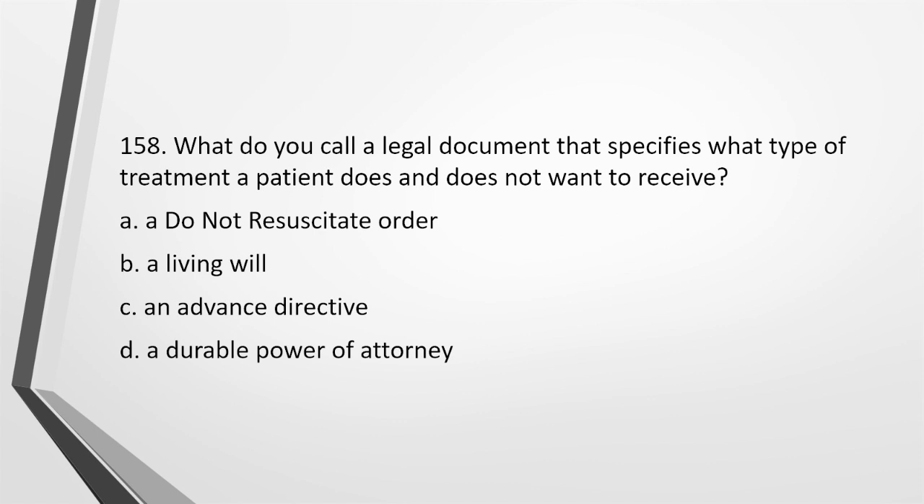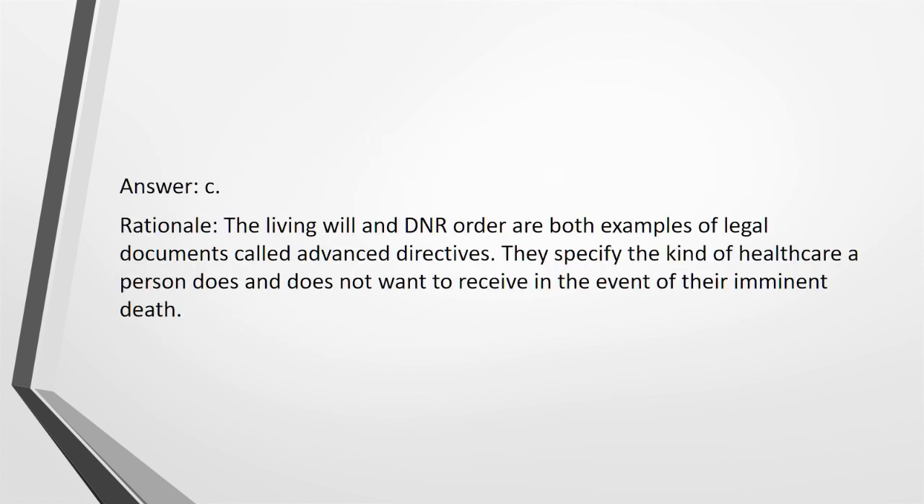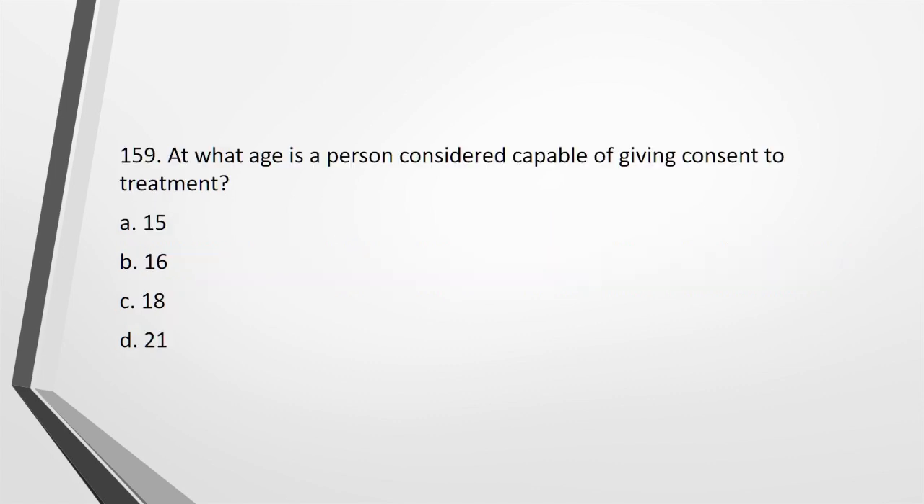158. What do you call a legal document that specifies what type of treatment a patient does and does not want to receive? A. A do not resuscitate order. B. A living will. C. An advance directive. D. A durable power of attorney. Answer: C. Rationale: the living will and DNR order are both examples of legal documents called advance directives. They specify the kind of health care a person does and does not want to receive in the event of their imminent death.